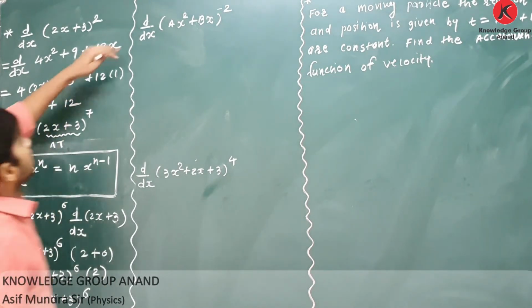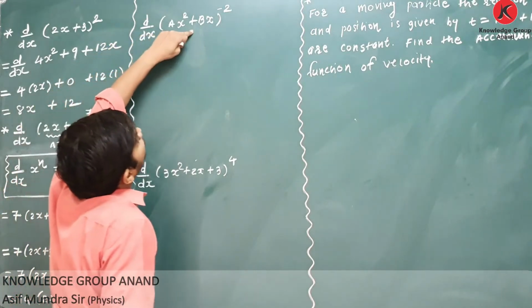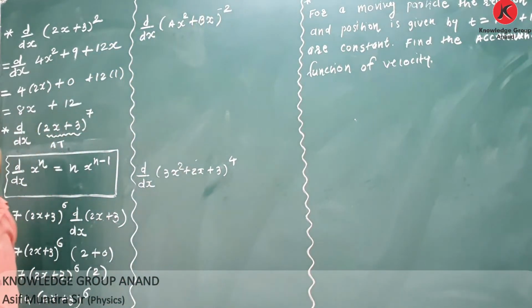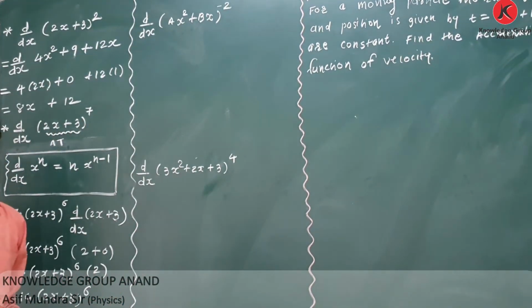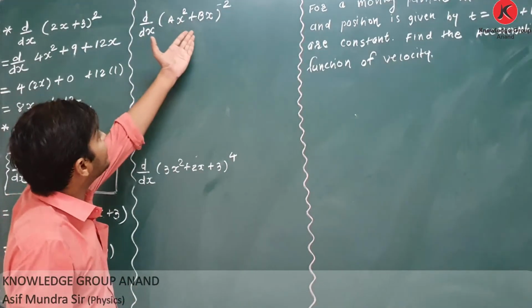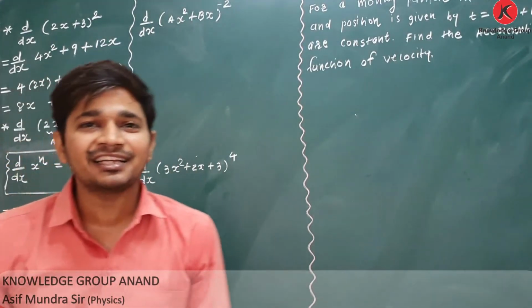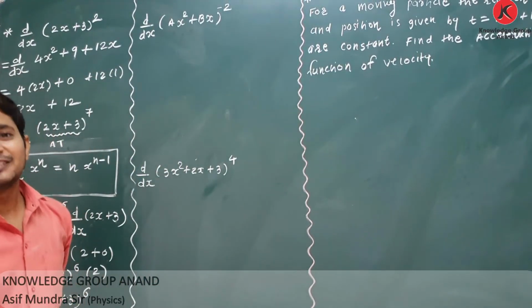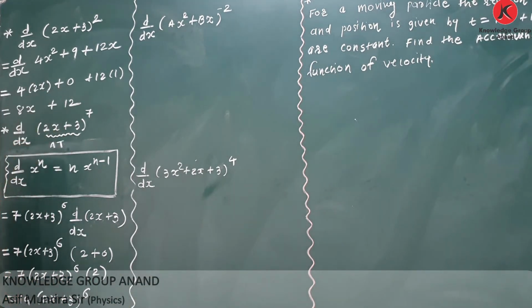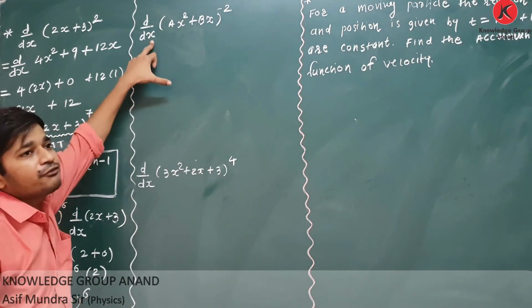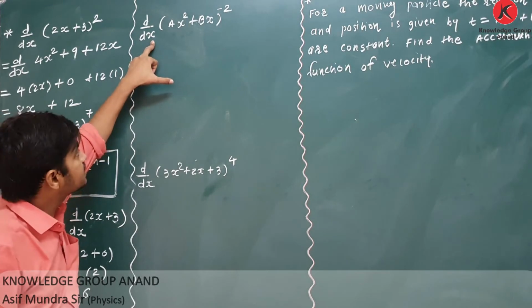See, here it is d/dx of (ax² + bx)^(-2). You know how to find the square, but here it is the power of minus 2. Then how to find it? See how to find. First of all, again you have to ask the question: differentiation is with respect to x.